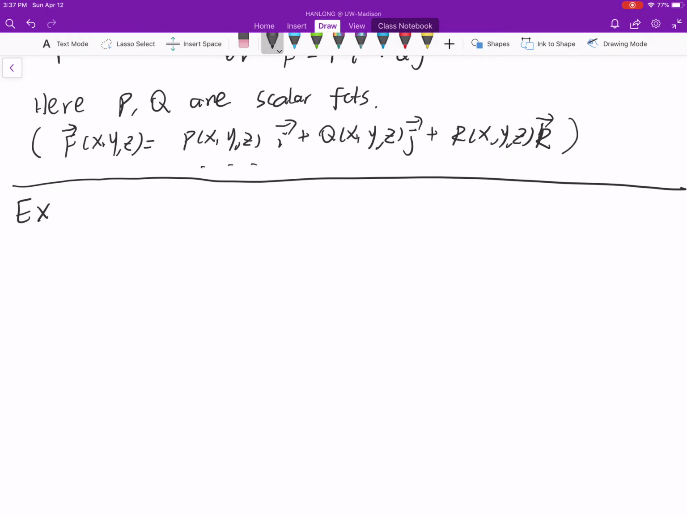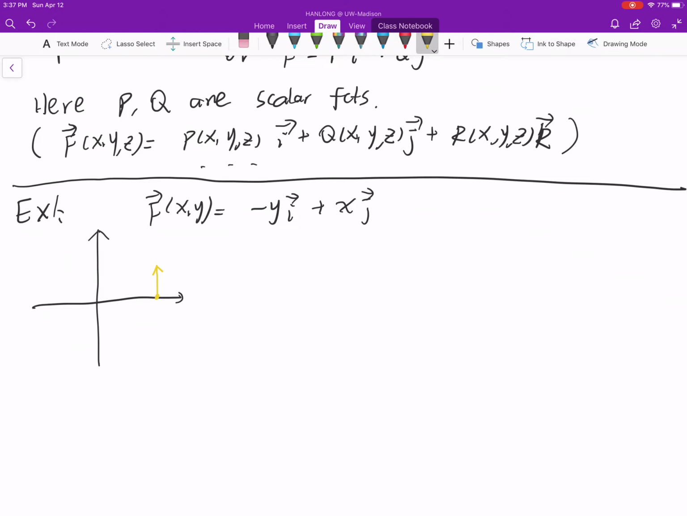Okay, then geometrically, there are some very interesting examples. First, suppose f(x, y) is given by the following formula: negative y i plus x j. So, for example, when the point is on the positive x axis, then you might find the vector field should point towards the positive y direction. And when it's in the positive y direction, then the vector points to the negative x direction.